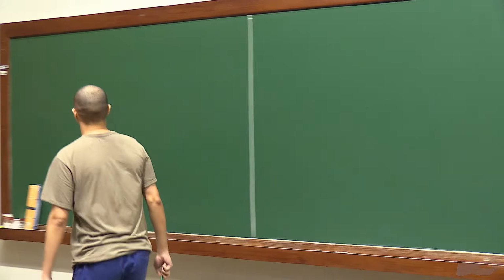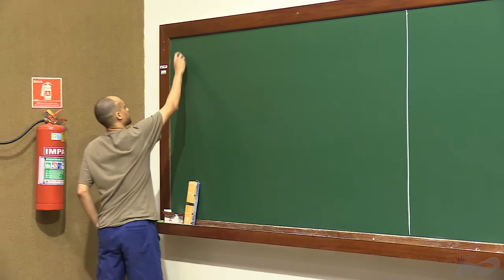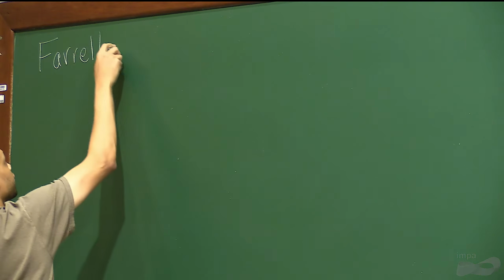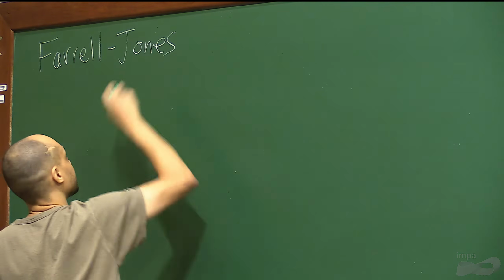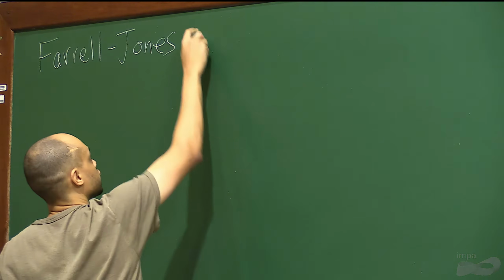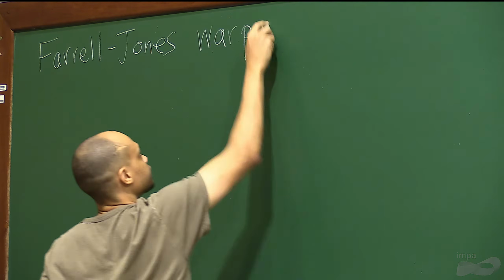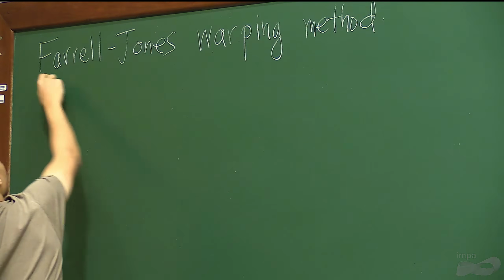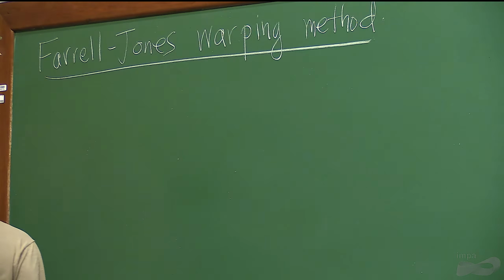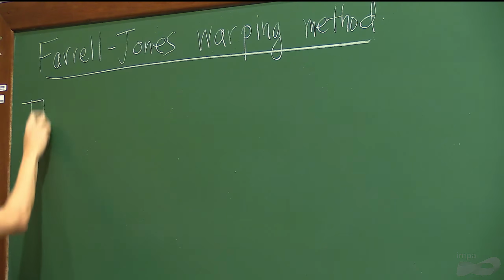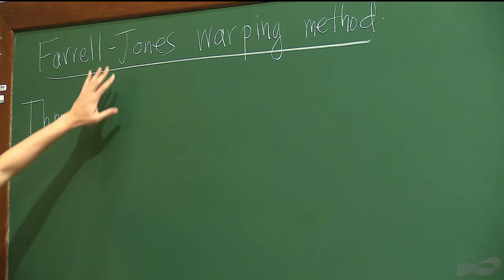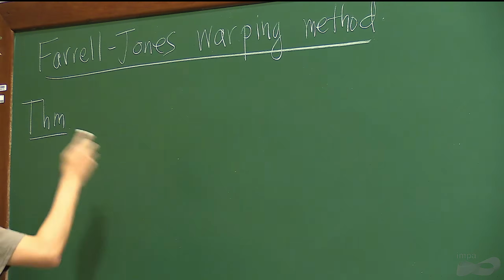So today, at the beginning of the first part of the talk, we will be focused on constructing negatively curved metrics. And the technique is commonly known as the Farrell-Jones warping method. So let me first state the main application, which is the main thing we care about. And then we'll see a more technical statement of the warping method later.